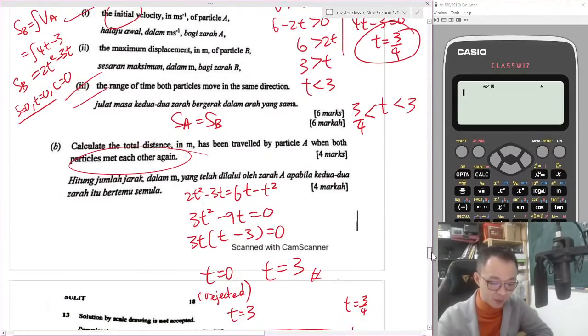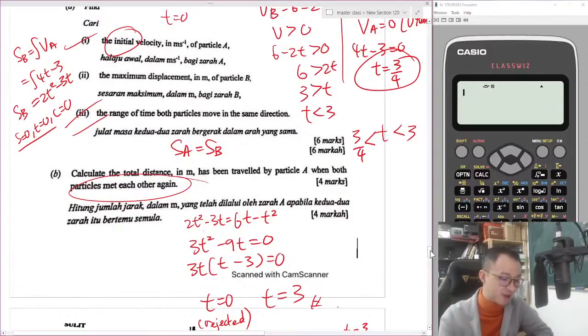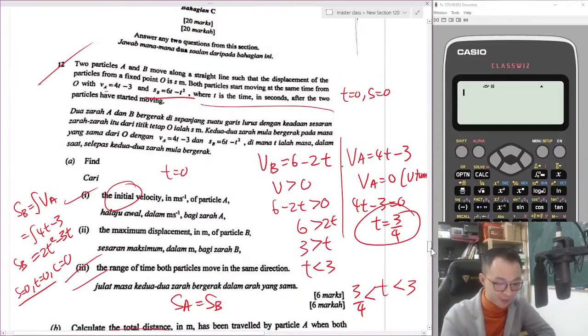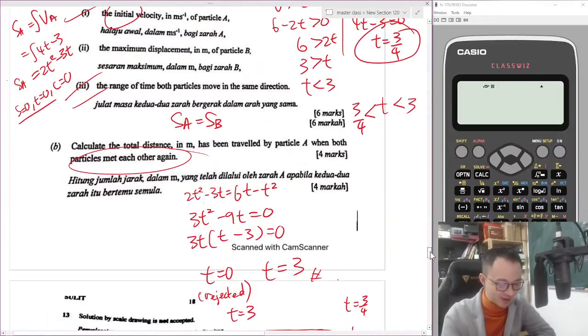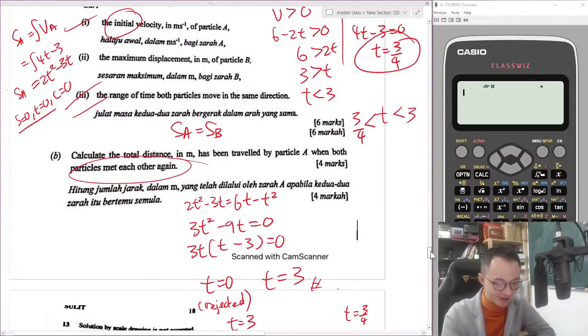Alright, so right now I need the displacement of A. This is A, why did I write B? This is B. Where is my displacement of A here? This is the displacement of A. But I still substituted the thing correctly.